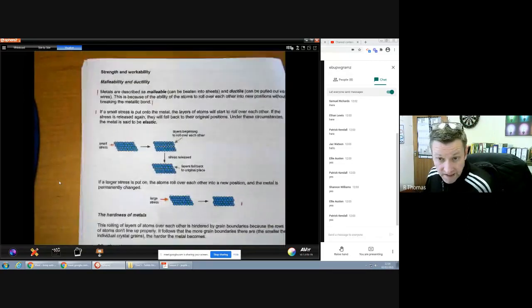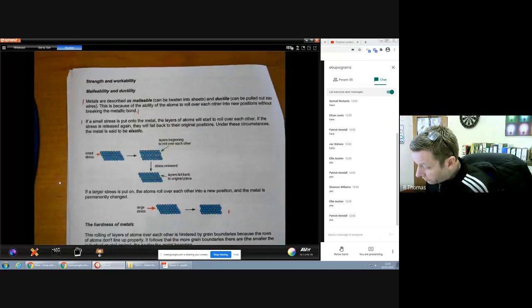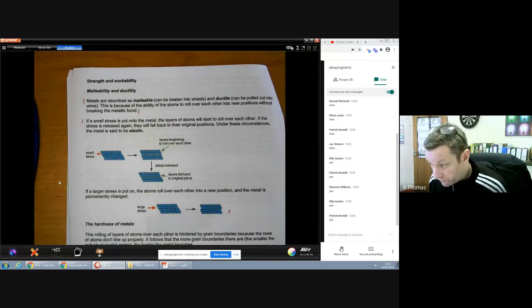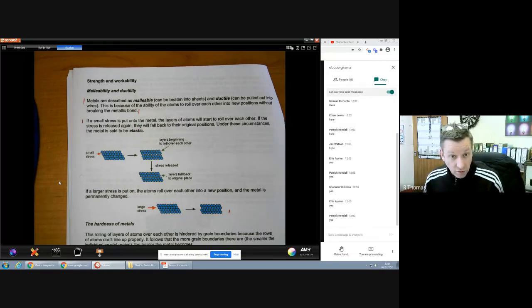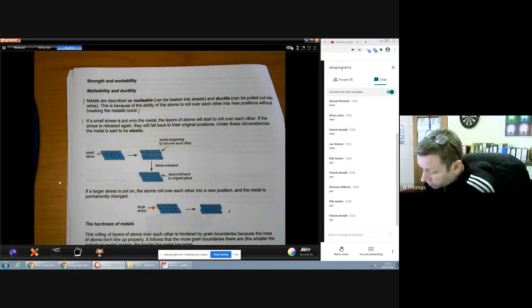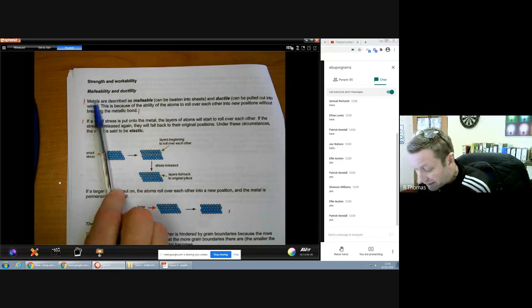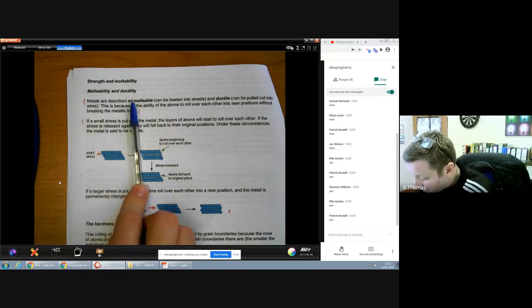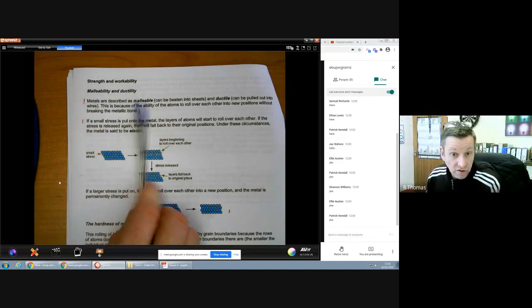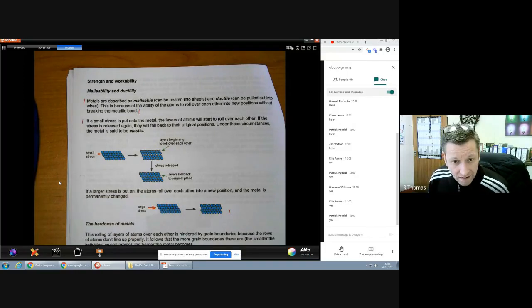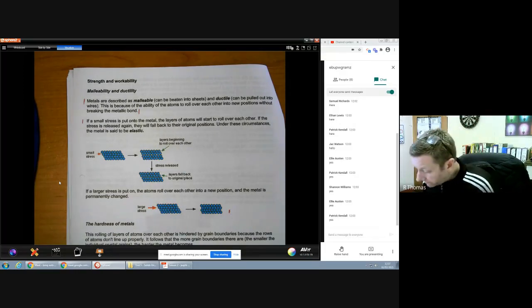A few more definitions that we have met before. They're on the front page of the first booklet in this unit. But let's talk about them in a bit more detail. You will need to know these words. You will need to know the definition of malleable and ductile. Okay, you need to know that. And you're also going to need to know why, on a molecular level, they occur.